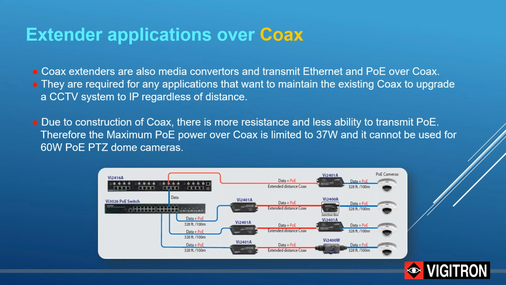Once again, when we look at extenders for coax, there are a couple of things to keep in mind. Number one, they're mandatory. We have to convert between Ethernet cabling and coax cabling. So the extender is both a converter and an extender. But because coax cabling is a single pair, we are restricted to 37 watts. And therefore, coax cabling cannot be used in applications where the connected device, such as a 60-watt PTZ dome, requires more than 37 watts, particularly those in the 60-watt range.